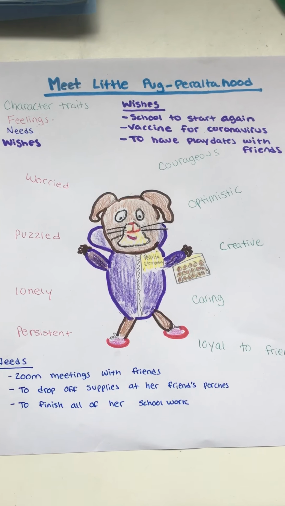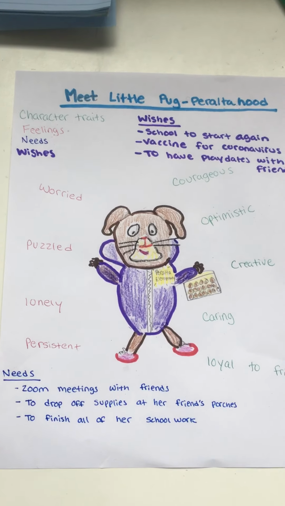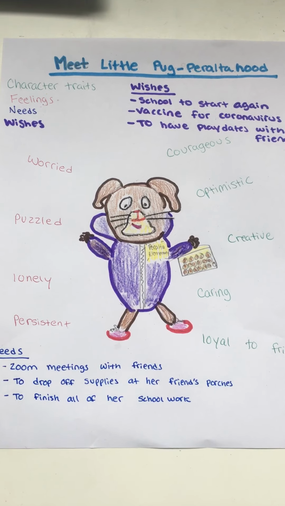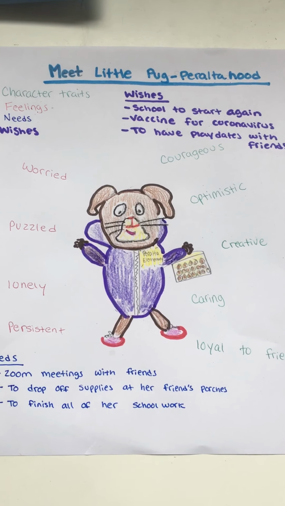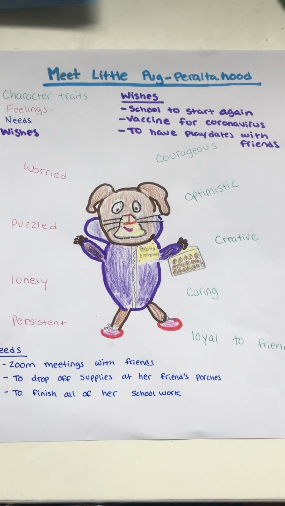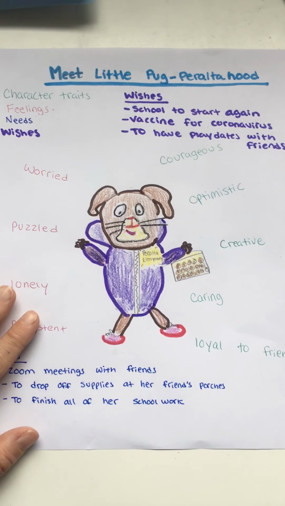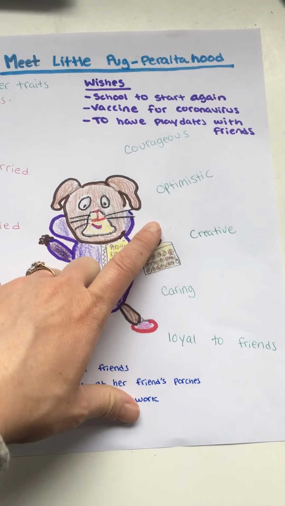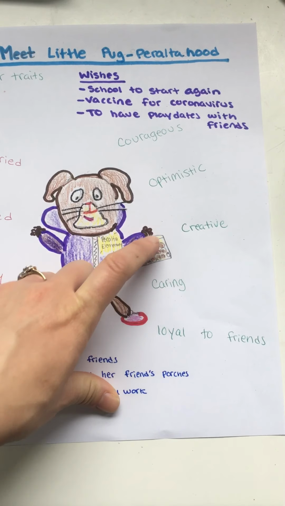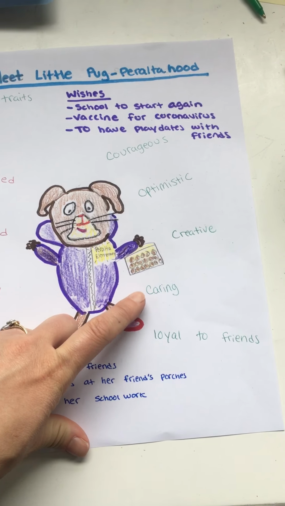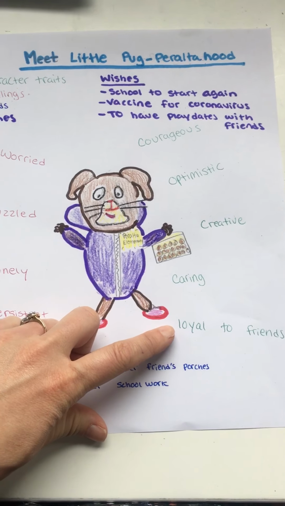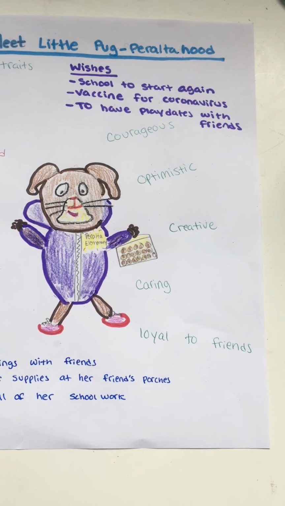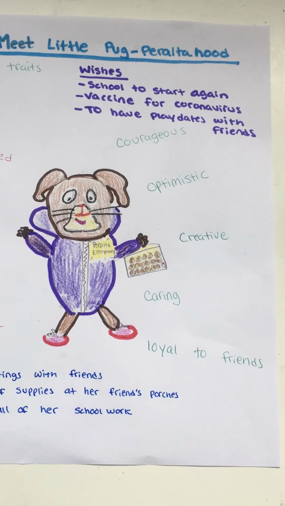The big change that I intend to make is that my main character is going to be little pug Peralta Hood, living in 2020 instead of Little Red Riding Hood living in the early 1900s. A few character traits that I plan to use in my story are that little pug Peralta Hood is very courageous, very optimistic, very creative, very caring about her friends, and very loyal to her friends. In my story, I intend for her to go on a walk to give some supplies to her friends.